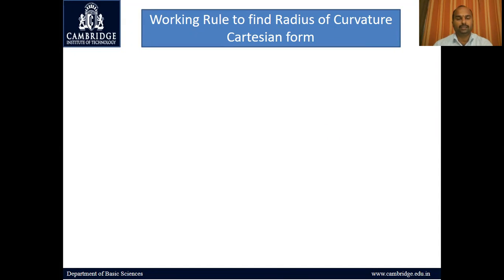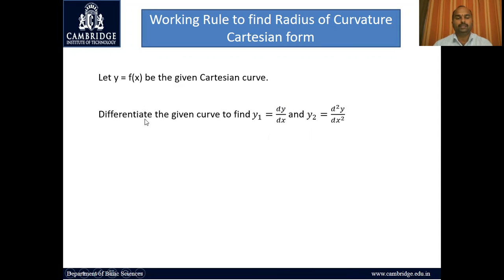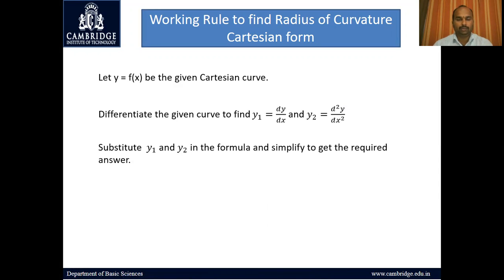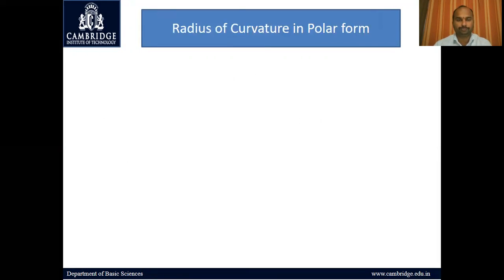Now we will see what is the procedure, how to find the radius of curvature in case of a Cartesian curve. Let us take the curve y equals f of x and then differentiate the given curve to find y1 and y2, that is dy by dx and d square y by dx square. Then you substitute these two, y1 and y2, in the formula and simplify to get the required result. This is how we find the radius of curvature of the given curve.